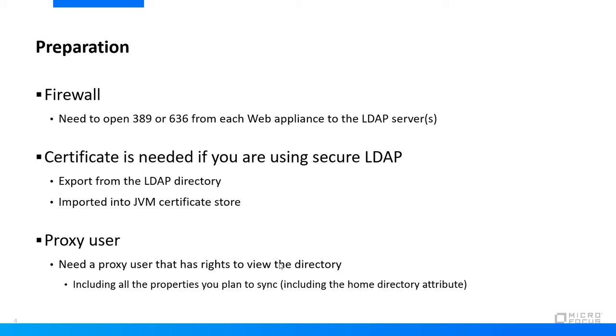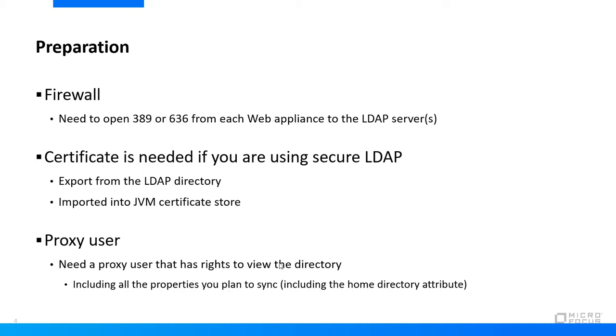389 is insecure LDAP, 636 is the secure LDAP port. If you're going to be using secure LDAP, and of course generally it's considered bad form to send passwords unencrypted, so I would generally recommend that you do use secure LDAP. You'll need to have a certificate to do that, and we can export that from the LDAP directory, be it Active Directory or eDirectory, and then you need to import that into the JVM certificate store. We'll be having a look at how to do that later on.